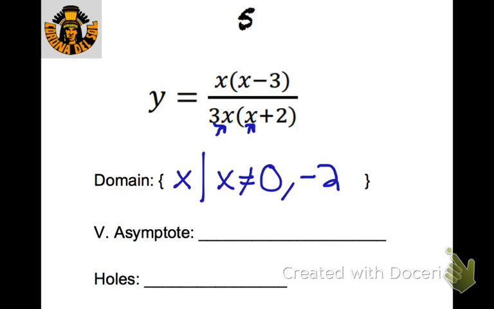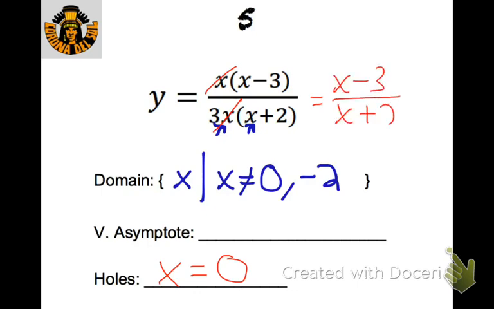Now the vertical asymptote is going to be, well, let's do the holes next. So any factor that cancels out, so you can see the x's cancel out. So that means there's a hole at x equals 0. And then whatever is left, we have x minus 3 left over, and then we have x plus 2 left over. And actually we have a 3 in front of that as well. So that means that we have a vertical asymptote at x equals -2, because we still have a factor on the bottom that's x plus 2.